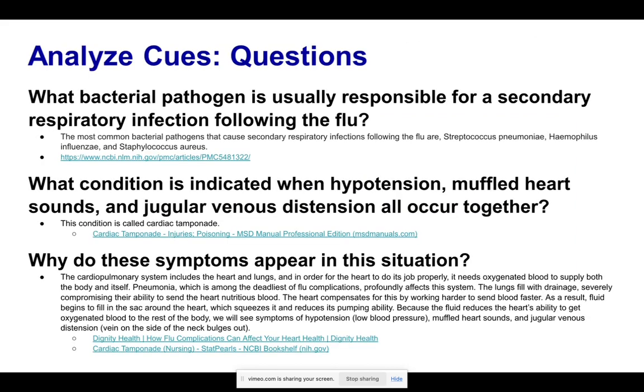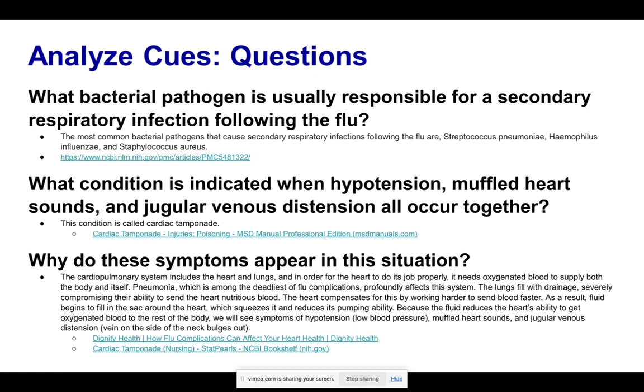The most common bacterial pathogens that cause secondary respiratory infections following the flu are Streptococcus pneumoniae, Haemophilus influenzae, and Staphylococcus aureus. The condition is called cardiac tamponade when the condition indicates hypotension, muffled heart sounds, and jugular venous distension.